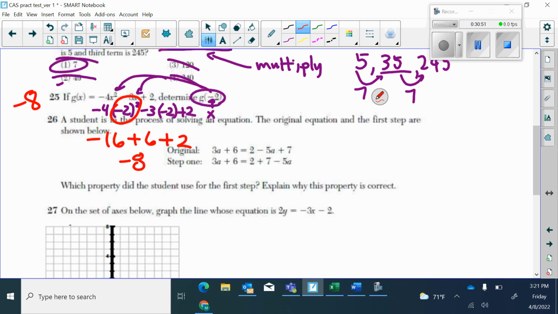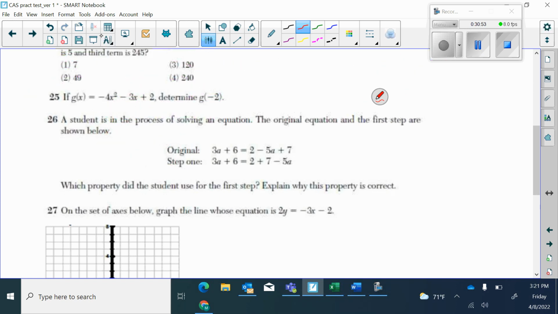Okay, on the DCAS. All right, let's erase that so we see. A student is in the process of solving the equation. The original equation and the first step are shown below. Okay, so here's the original and the first step shown below. So what you have to do is what happened between the first and second step? Nothing changed on the left side, so I'm looking at the right.